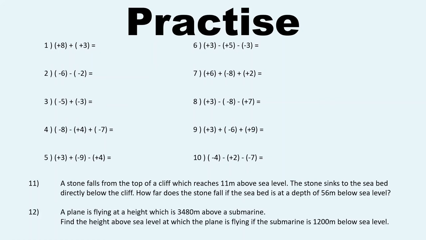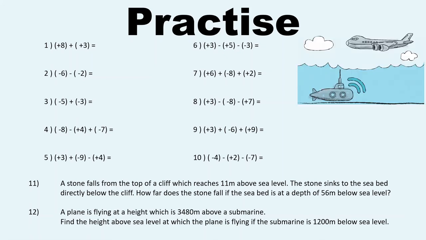Question 12, very similarly, is a plane which is flying at a height of 3,480 meters above a submarine. Now that submarine is below sea level. Find the height above sea level at which the plane is flying if the submarine is 1,200 meters below sea level. Once again, a diagram might help for that.